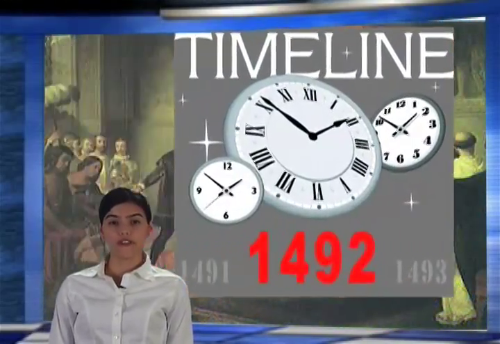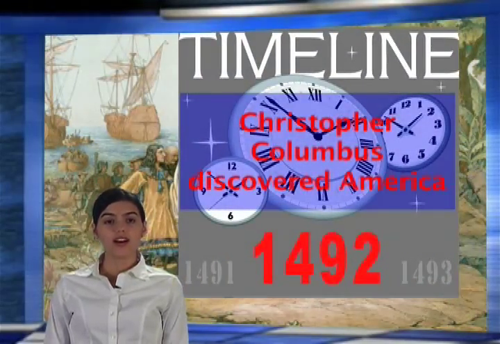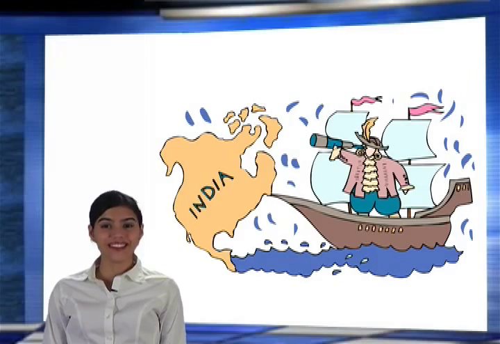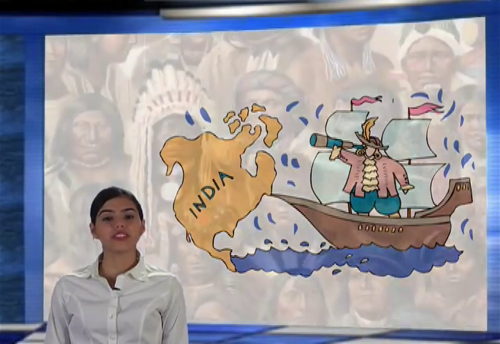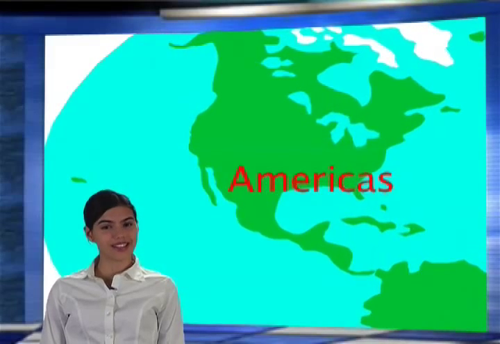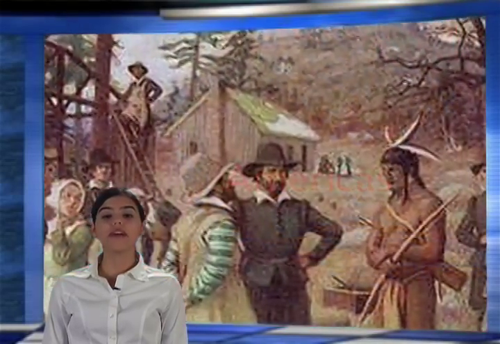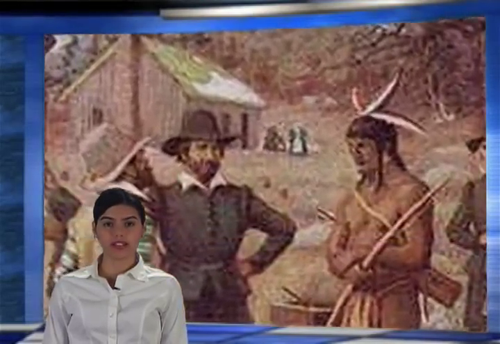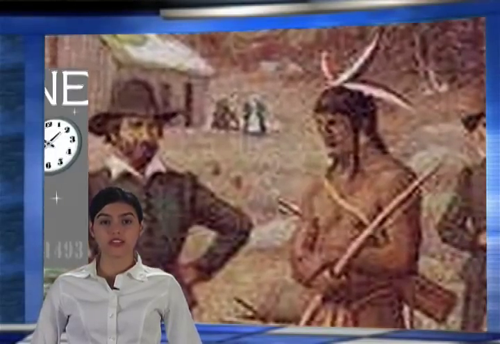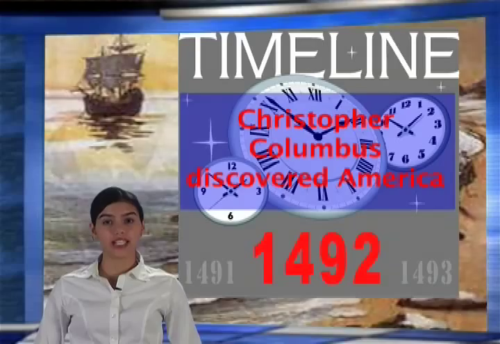On October 12, 1492, Columbus reached an island in the Caribbean Sea. Columbus thought it was India, so he called the people who lived on the islands Indians. Later, people from Europe realized that Columbus had come to a place they did not know about. We now call this land the Americas. We call the people who lived in the islands of the Caribbean Sea American Indians or Native Americans. Christopher Columbus discovered America in 1492.